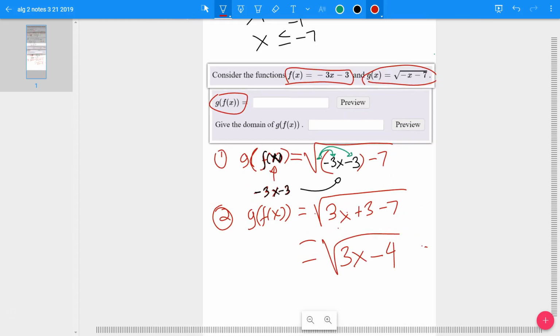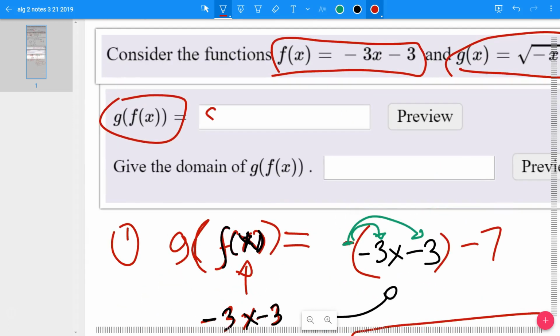So this first part, right here, goes in the first box. g of f of x is this function right here. We put over here in the box the following. Remember it: the square root of 3x minus 4, SQRT of 3x minus 4, fully simplified.